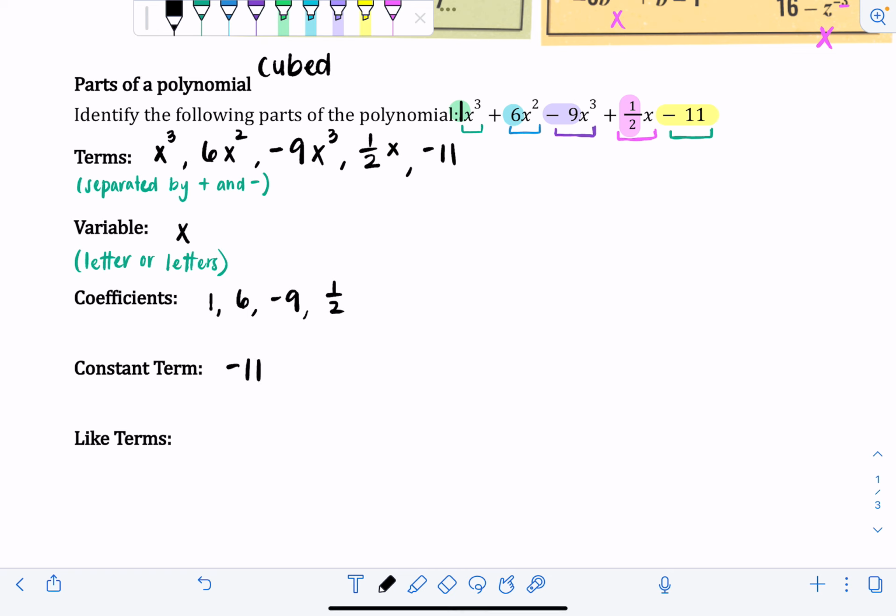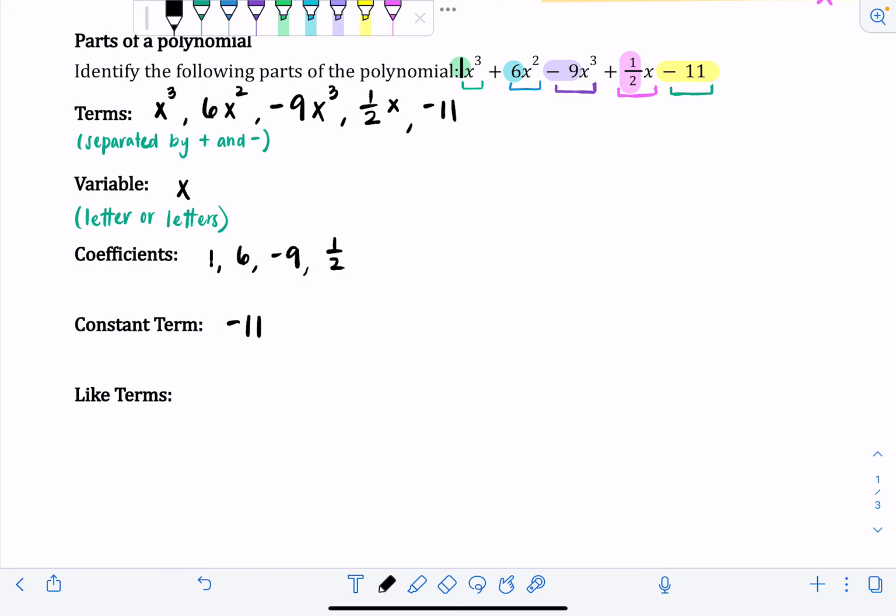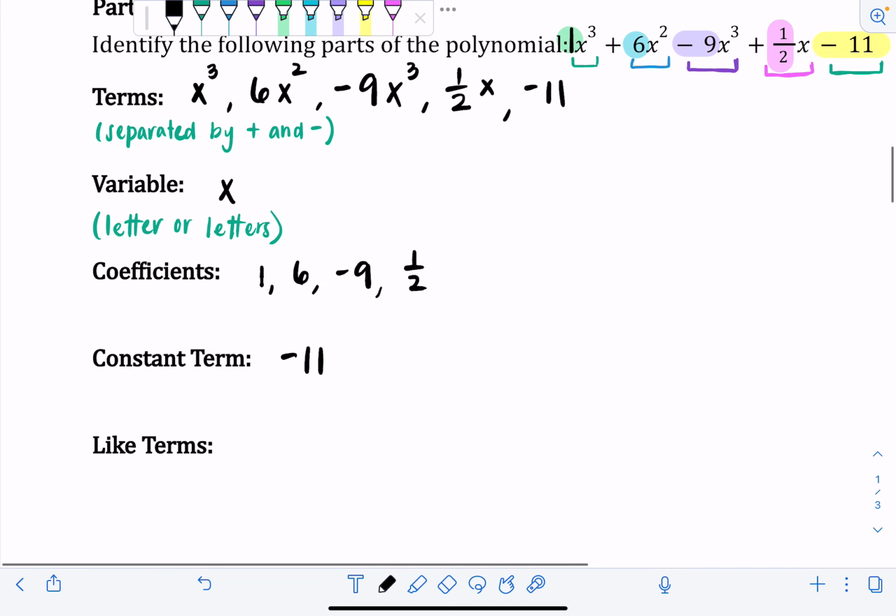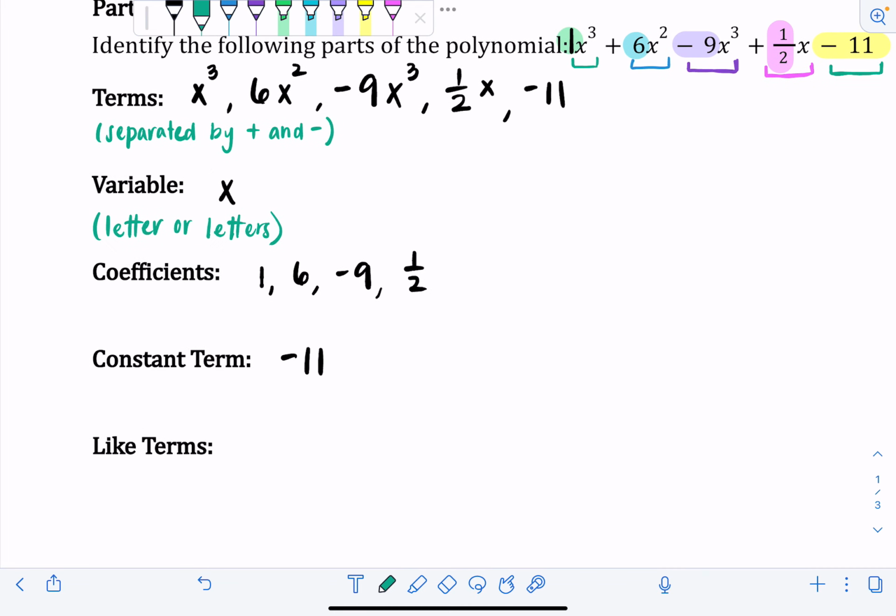And then for like terms, those are terms with the... oops, I actually forgot to define coefficients and constant terms, so I'm going to go ahead and add those in now. I would add them to your notes as well. For coefficients, it's the number in front of the variable. And then for constant term, it's the number without a variable.